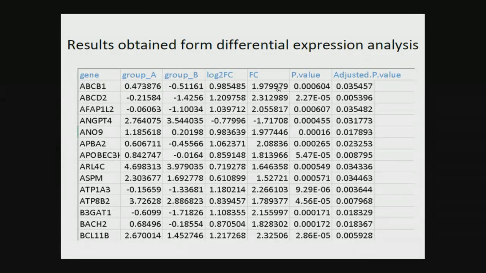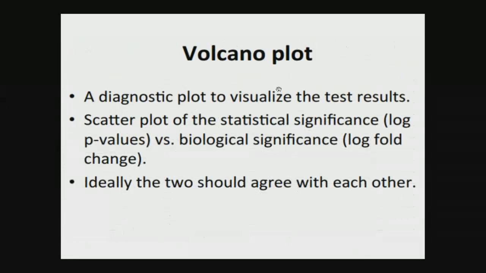So one way to visualize this would be using volcano plots. This is a diagnostic plot to visualize the differential expression testing results. It's basically a scatter plot of statistical significance versus biological significance, right? Statistical significance will be the p-value, and biological significance will be the magnitude of the change, that will be the fold change. And ideally, we want to highlight the genes that meet both criteria.